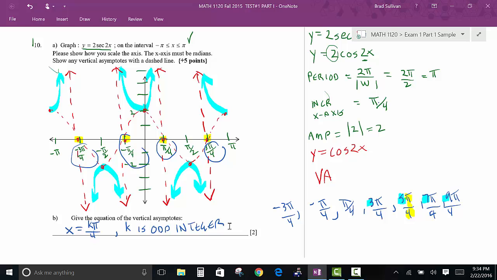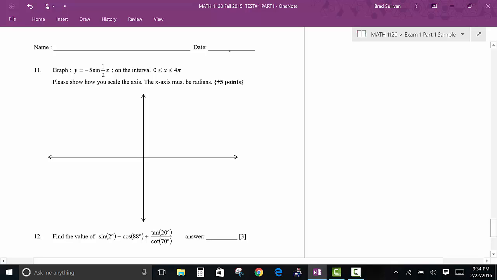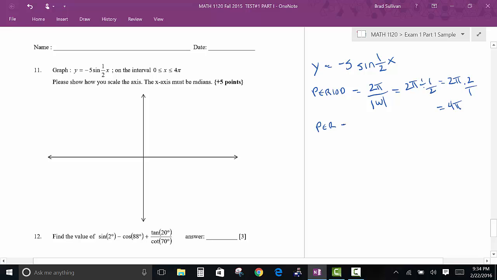All right. So let's move on and do another graph and kind of finish up a couple other things. Okay, so on number 11, we're going to graph y equals negative 5 sine of 1/2 x. So the first thing we're going to do is locate what the period is. Okay, the period is 2 pi over omega. So that's going to be 2 pi divided by 1/2, with 1/2 being this value right here. So that's 2 pi times 2 over 1. So that means the period on that's 4 pi.